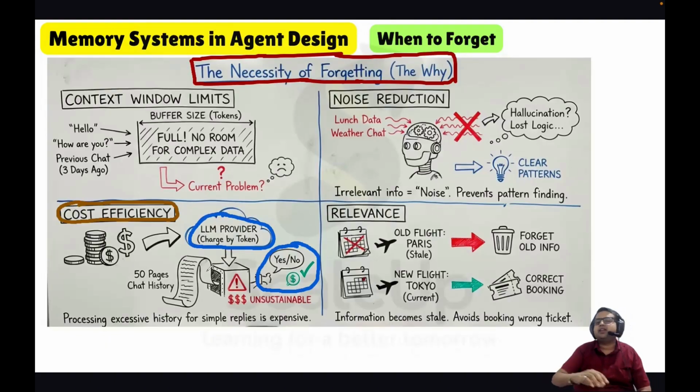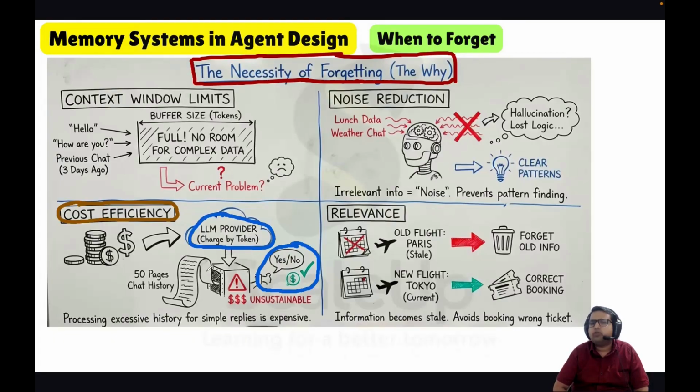The idea is very clear that large language models charge based on the tokens. So no point of keeping everything in the context window or even storing it in the long term memory, because that will be an unnecessary liability.